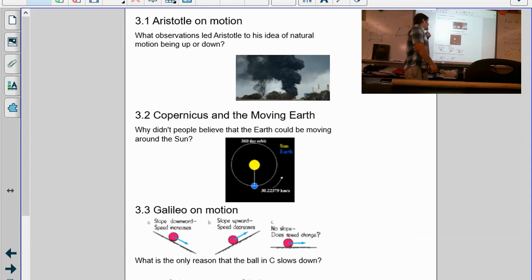Copernicus talked about the moving Earth, and so this was a big thing. One of the reasons people didn't believe the Copernican theory about the sun being at the center of everything is they said, well, if the Earth is going around the sun, we're traveling at 30 kilometers per second. That's pretty fast, and there is no possible way we could be moving that fast, because if we were, we would be ripped off the earth. And so many people didn't believe that we could possibly be moving that fast.